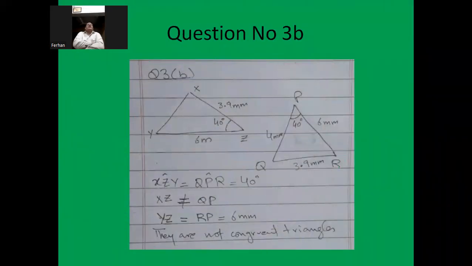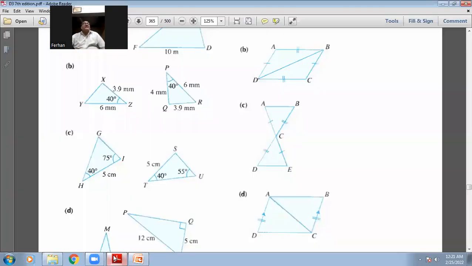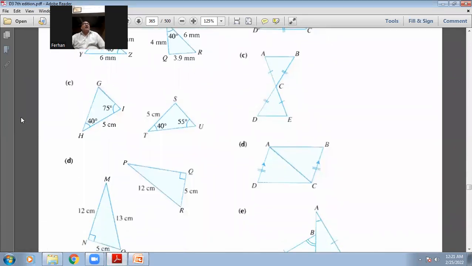So then the question number 3 and its B part, he says angle XZY is equal to the angle QPR equal to 40 degree. The XZ is not equal to the QP. So the YZ is equal to the RP, and that's 6 millimeter. Because one of the sides is not the same, they are not congruent triangles. So question number 3B part, they are not congruent triangles.